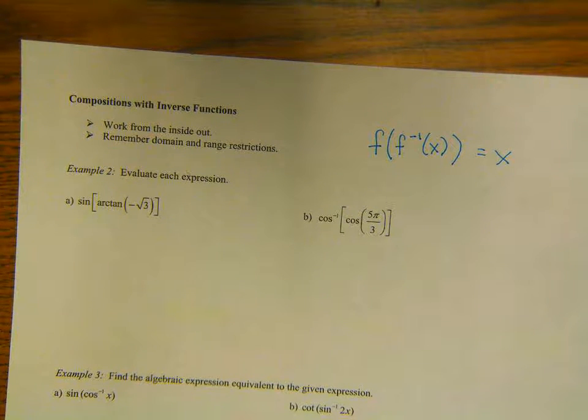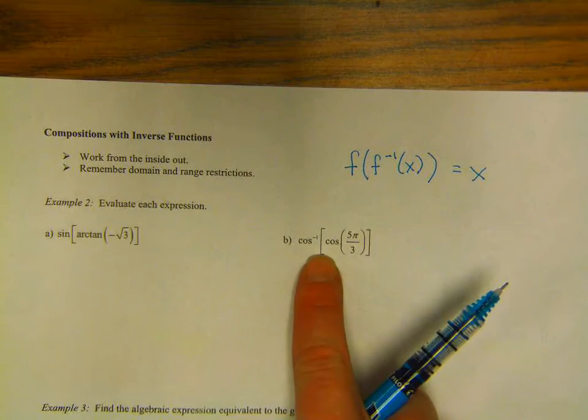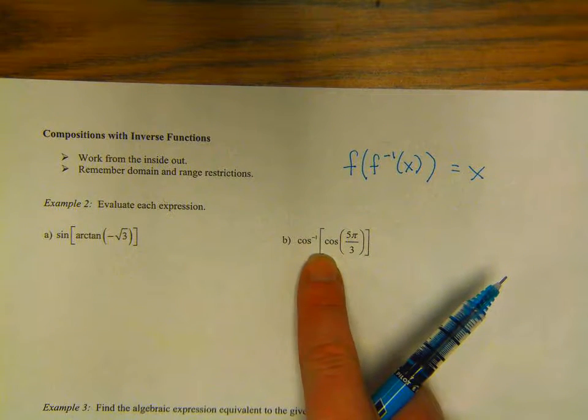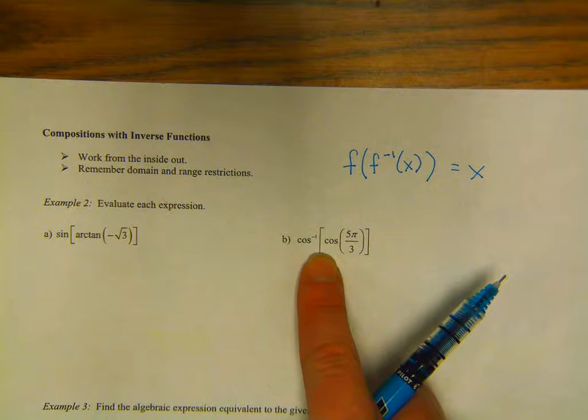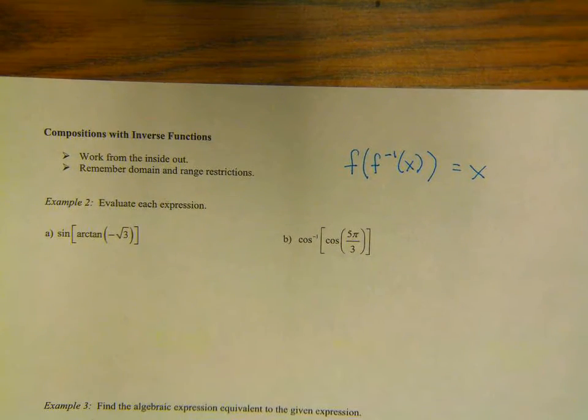There's one little exception though, you're going to see here. Normally these things should just cancel one another out and I get 5π/3. But because of the range restriction on cosine inverse, we're going to get a different answer, okay?